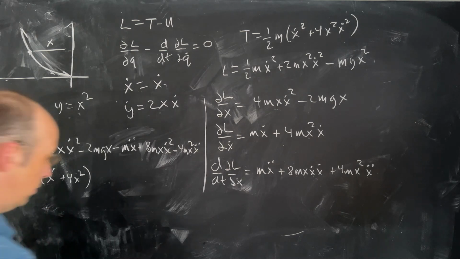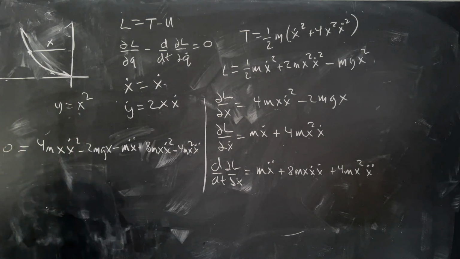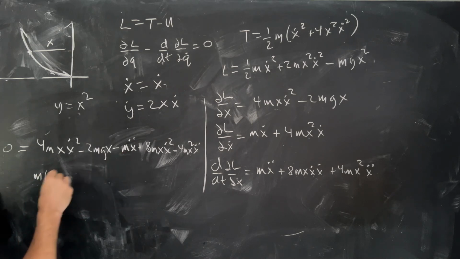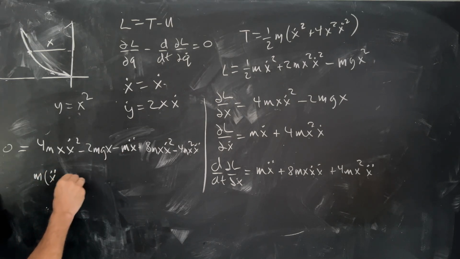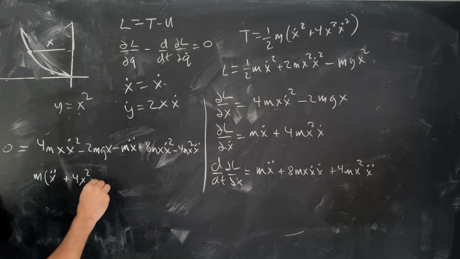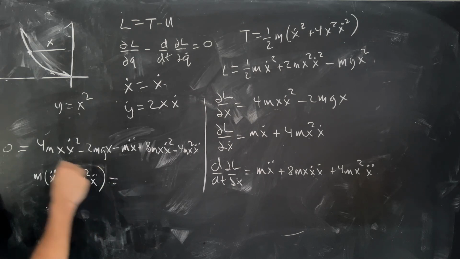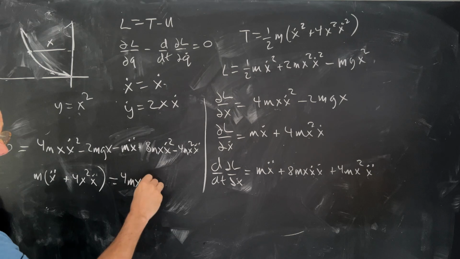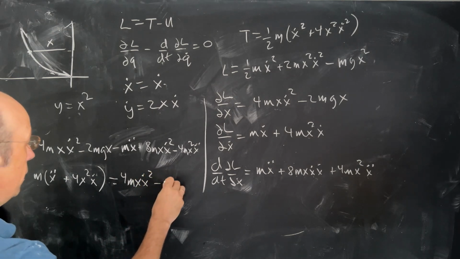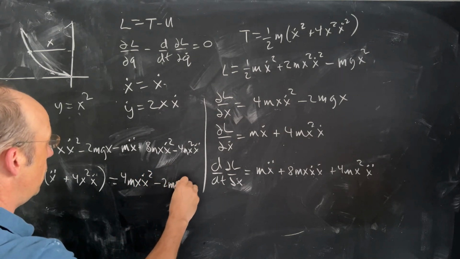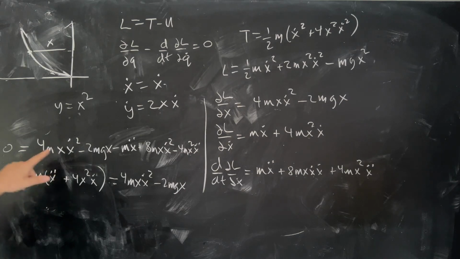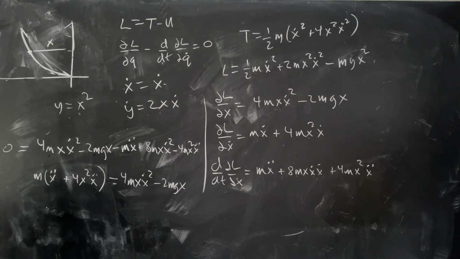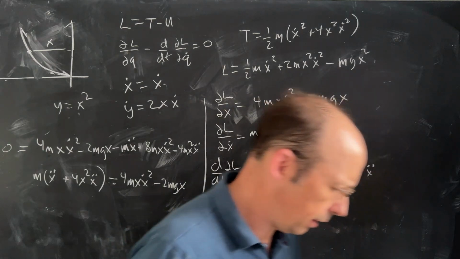Wait, I factored out that. Okay, so let's just factor out the m. So I get m times x double dot plus 4 x squared x double dot. And then I'm left with this stuff, 4m x dot squared minus 2mg x. That one, that one, that one. Is that right? Okay, I think I'm right.